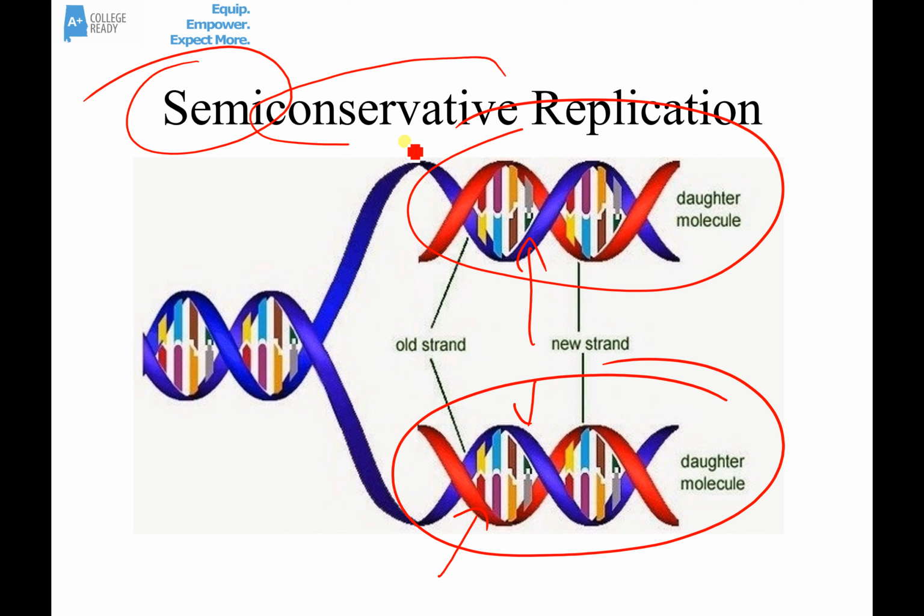And conservative because that old strand acts as a template. And it helps to make sure that the new strand has the right sequence. It helps it to avoid having mutations. So semi-conservative replication.